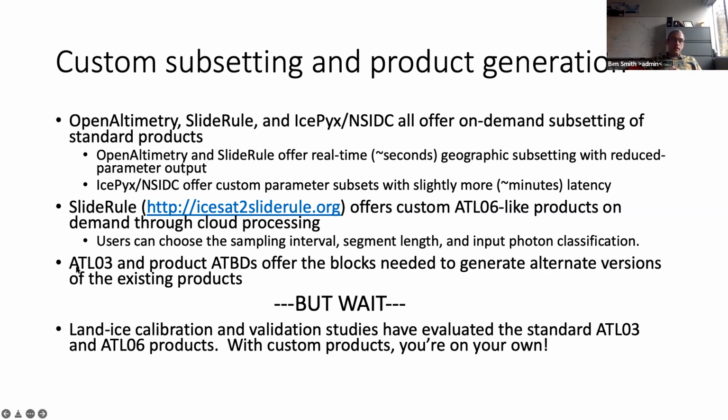And then if you need it, ATL03 and the product ATBDs are there. So you could always hack your own thing together using the standard data products. The one thing to keep in mind is that the calibration and validation for ICESat-2 has happened for the standard products. So if you go back to ATL03 and start doing your own calculations, you're somewhat on your own for validating, for justifying to the people who might review your study why you think that this is as accurate as the standard products. For the standard products, there's a citation you can go to that will tell you how theoretically accurate your product is. So it's just one extra step that you might have to deal with.